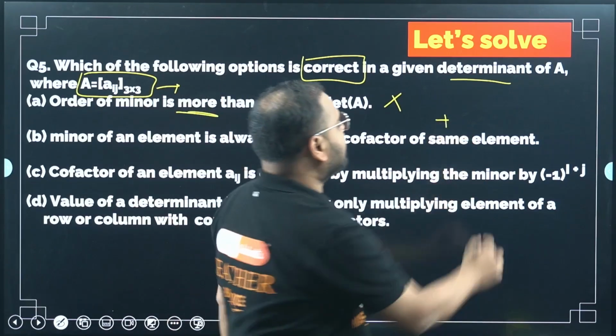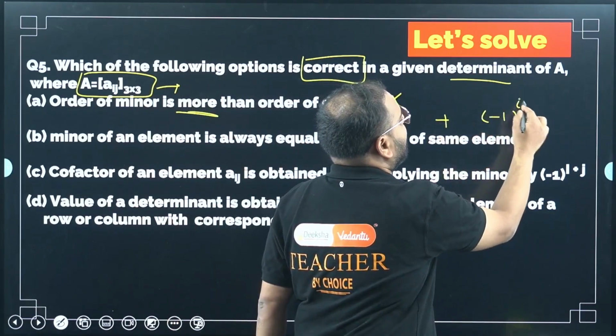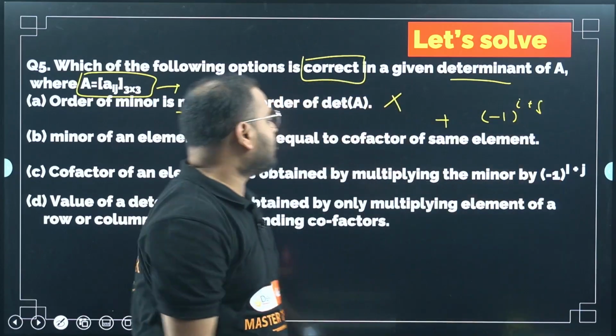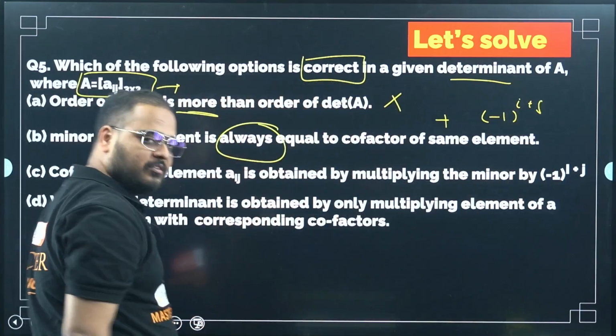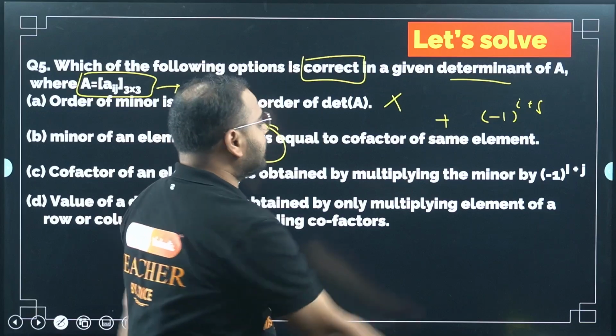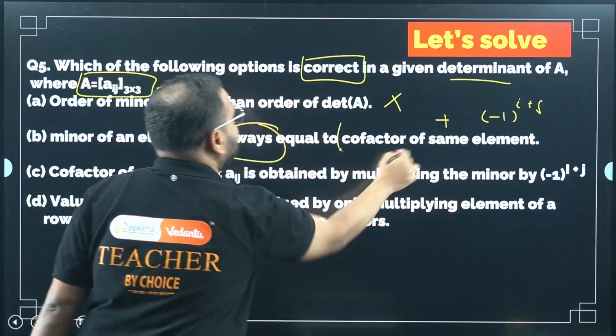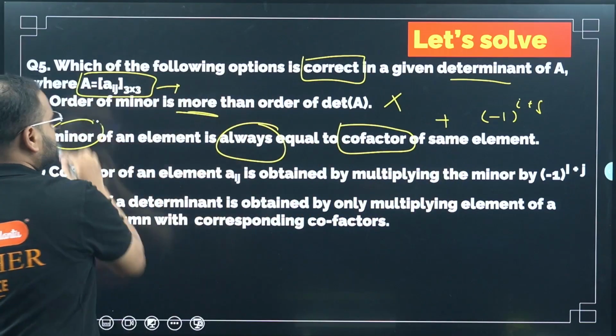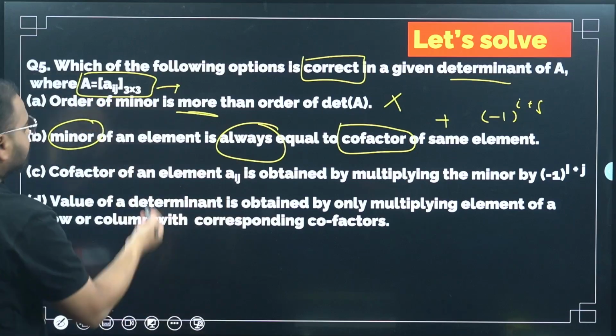For the negative sign, when we consider this minus 1 to the power i plus j, this factor will come, right? So not always equal. It is equal at times but not always equal. I hope you understand that. So minors and cofactors are not always equal. All right. So B is also incorrect.